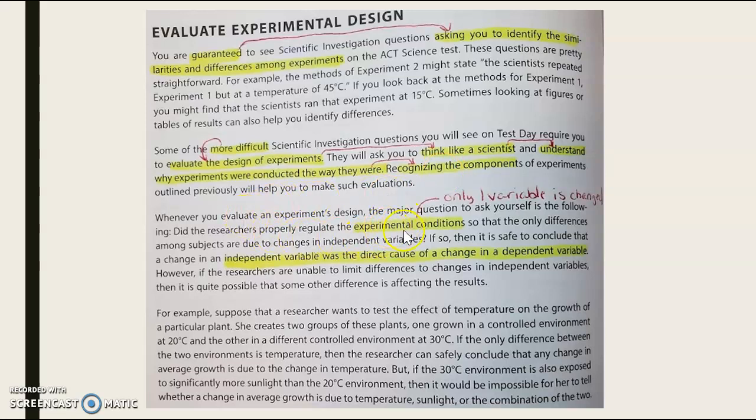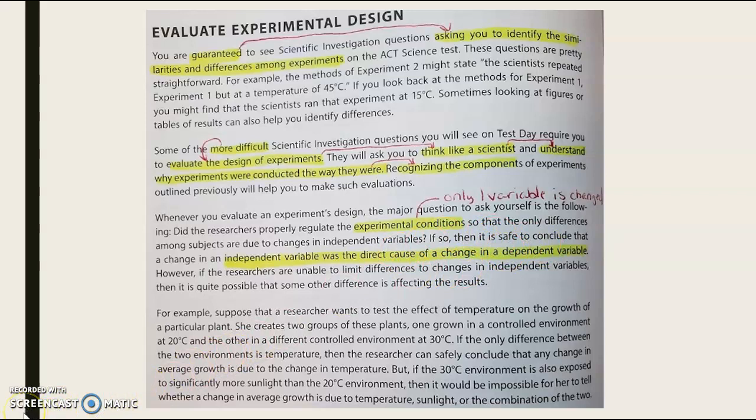Recall that in experimental conditions, we only really have one variable that is being changed. We also need to look at when that independent variable changes, does that cause anything to change with the dependent variable? So we're looking for cause and effect.